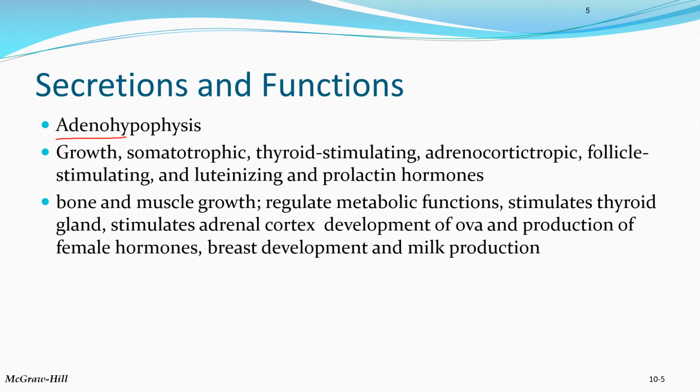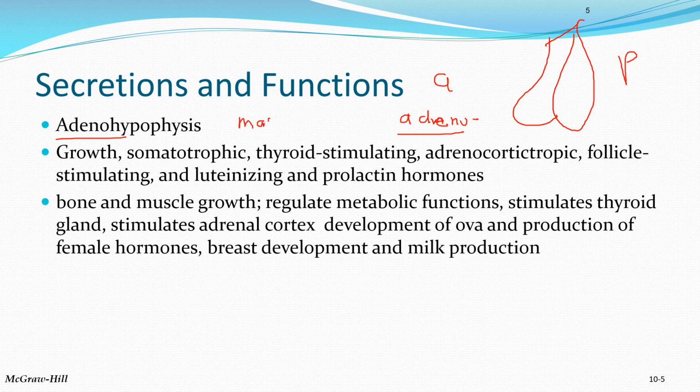Adeno. So you have the posterior pituitary, and then you have a front portion, which is the anterior pituitary. It's more glandular, so they call it adeno. The term adeno means gland. So this is a more gland-like structure. Anterior pituitary, same as the adenohypophysis. And this one's going to have tons and tons more hormones. And this part of the pituitary is called the master gland.